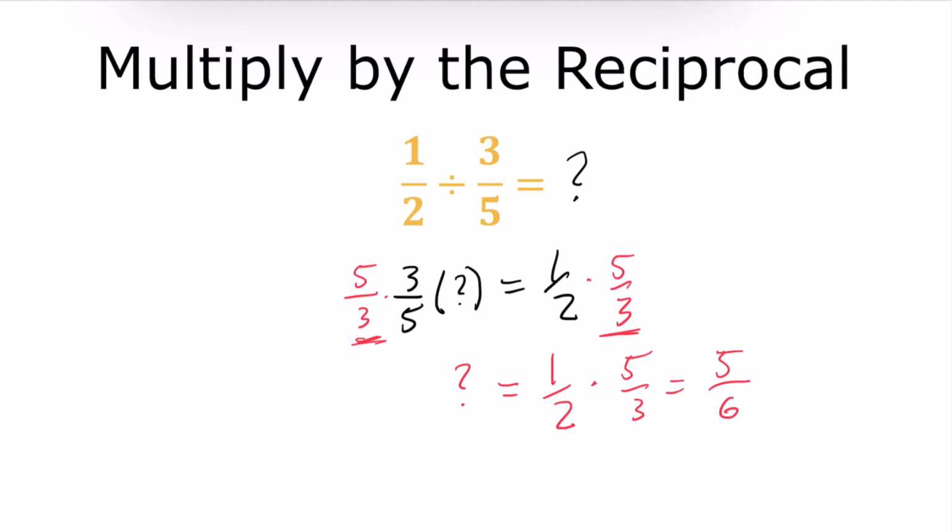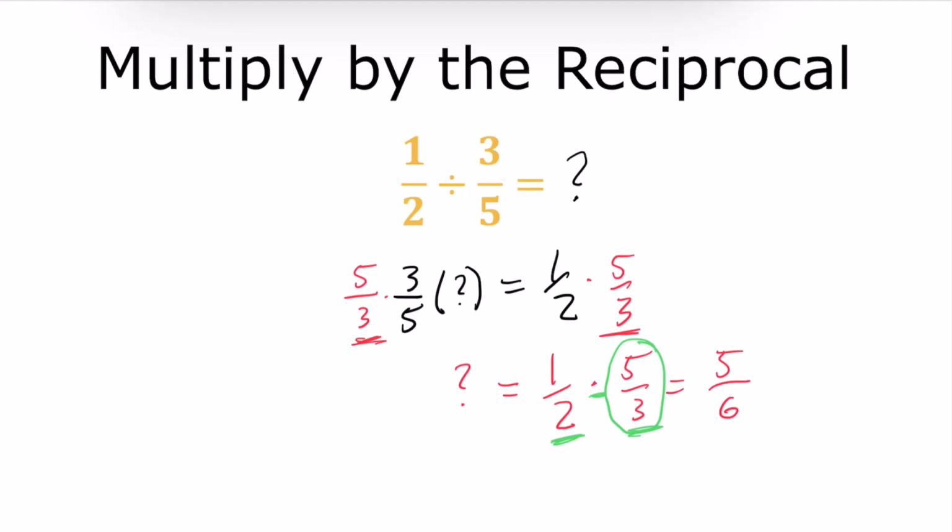And when you teach your students this shortcut, it's important to remind them that it's the second fraction that you find the reciprocal of. So there's lots of different mnemonics you can use to help your students remember this. One of them is keep it, change it, flip it. So you keep the first fraction the same, you change the division to multiplication, and you flip the second fraction.